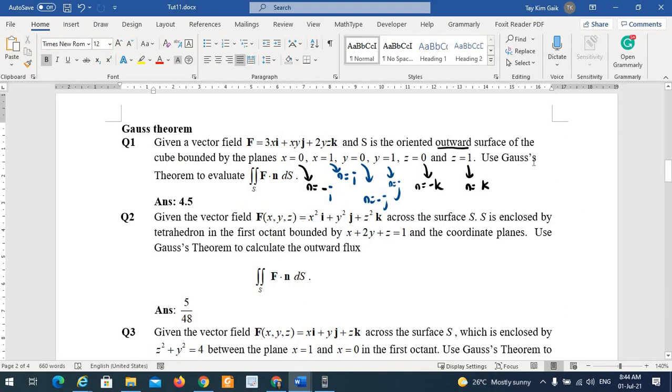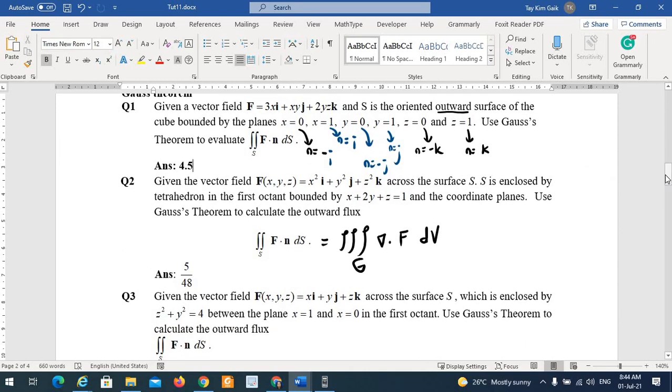Okay, basically the Gauss theorem, make sure the surface is closed and oriented outward. Then the flux integral here will be equal to the triple integral of del dot F dV across solid G. Okay, so any questions here?